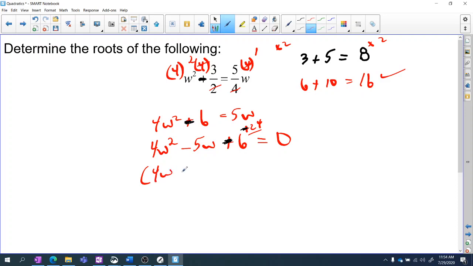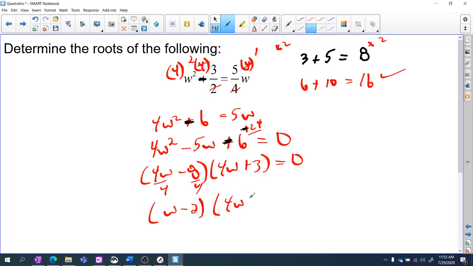So we're going to go 4w, take away 8, 4w plus 3 is equal to 0. This one divides by 4. W take away 2. 4w plus 3 equals 0. And now we'll get our solutions.